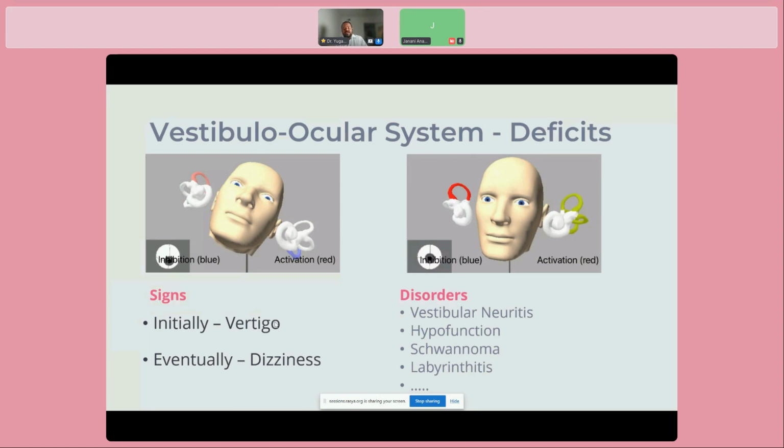But what are the disorders that you might expect in the VOR system? It can be vestibular neuritis, one of the most common ones, vestibular schwannomas, hypofunction, labyrinthitis, and so many other reasons, right? So that could result in abnormal vestibulo-ocular function.